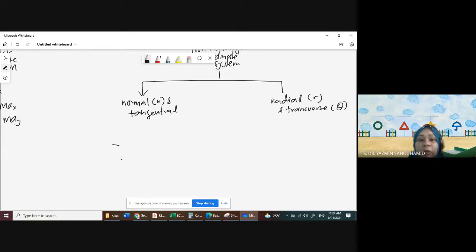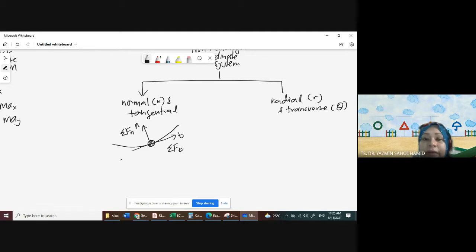So let's say we have a path like this. This is our particle. You have to draw the tangent and the normal. It will be the same, but the difference is this one will be the summation of Ft and this one will be the summation of Fn. The same goes for radial and transverse, you have to do the same.